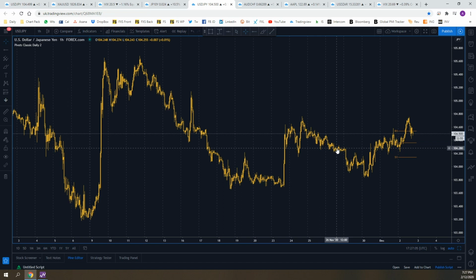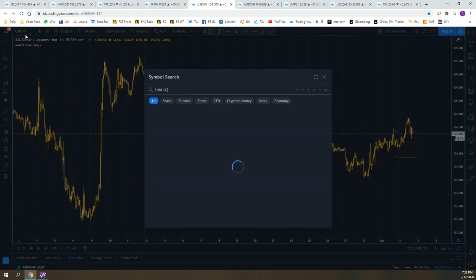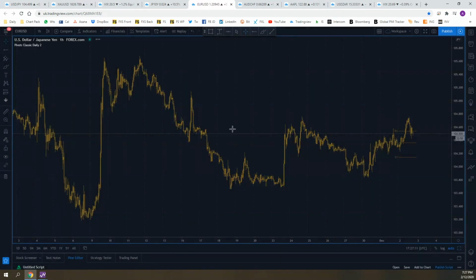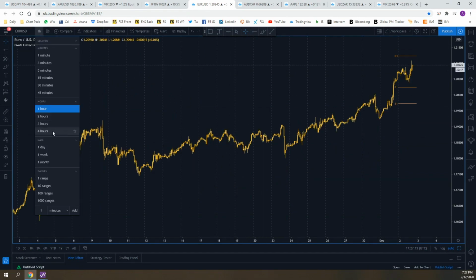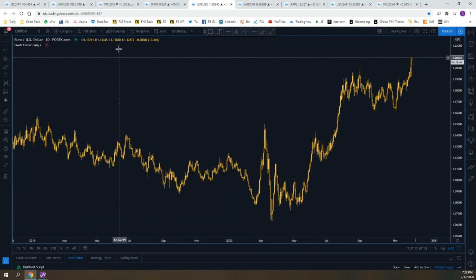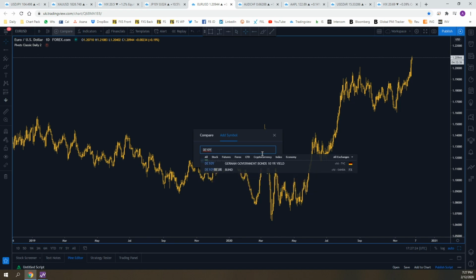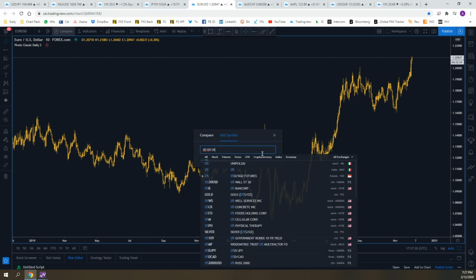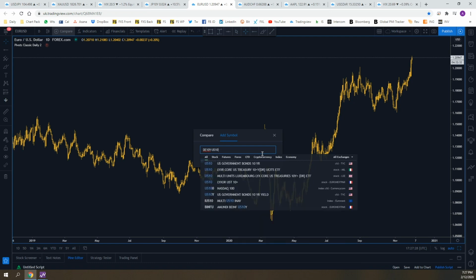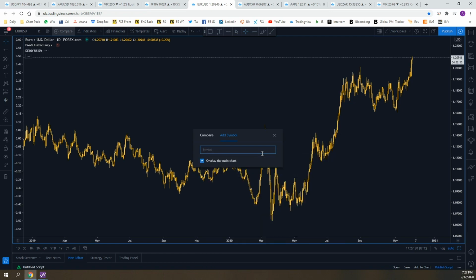A good example that I always like to refer to is actually the euro dollar. So if I just quickly open up a euro dollar chart, and let's just go to the daily, and I'm going to add in the 10-year for Germany as well as the 10-year for the US. Just add that in.